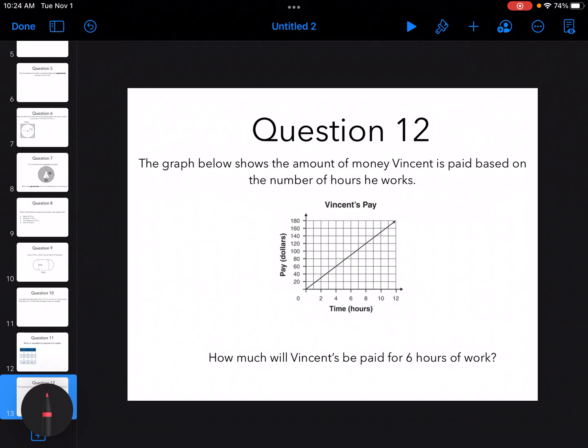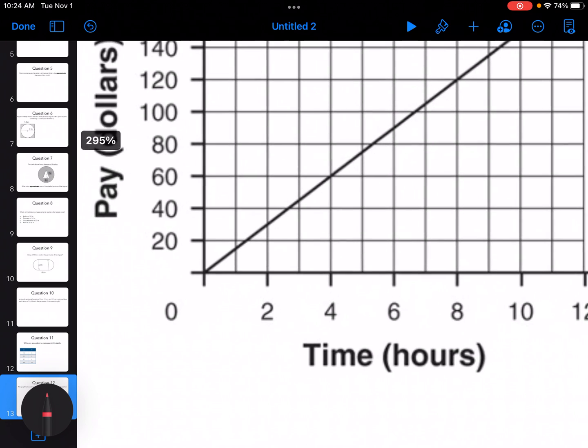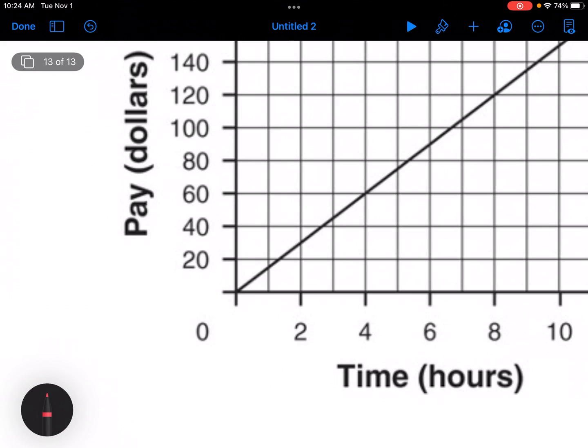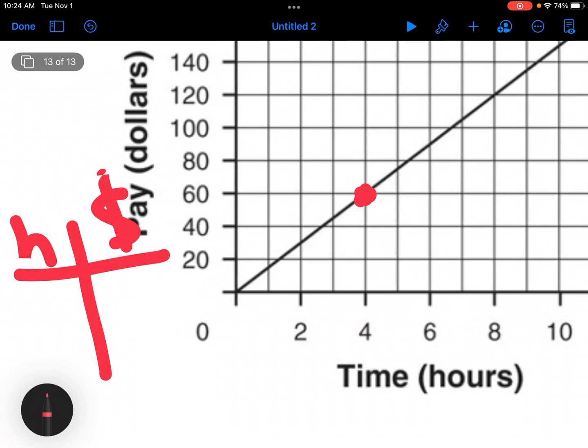Last one, it says the graph below shows the amount of money Vincent is paid based on the number of hours he works. How much will Vincent be paid for 6 hours of work? Well, I'm looking for a point that's right on the crosshair, which is right there. So that means I've got my hours and how much I'm paid. So in 4 hours, I'm going to get paid $60.